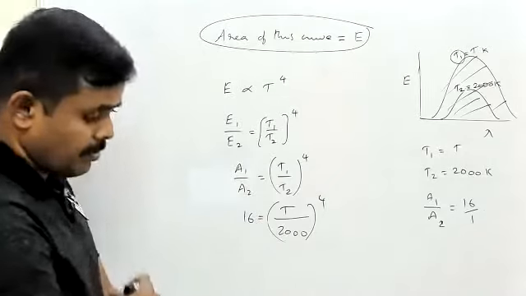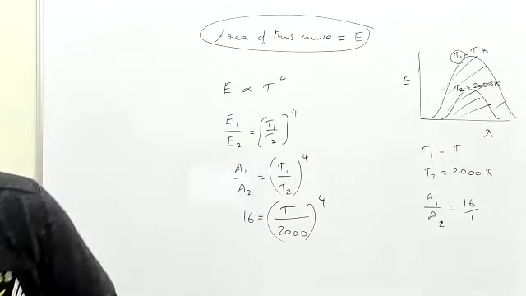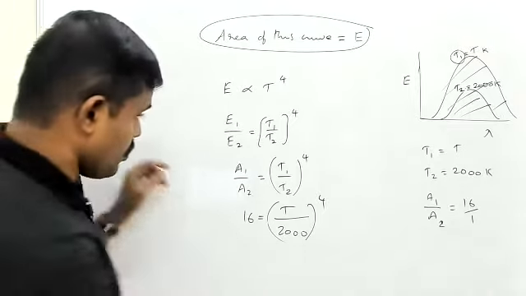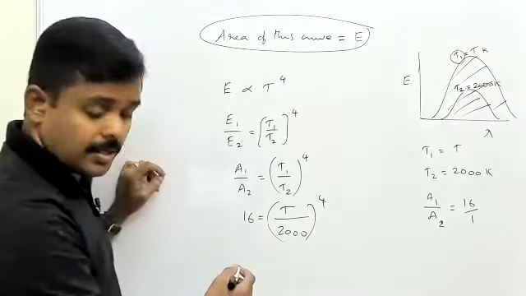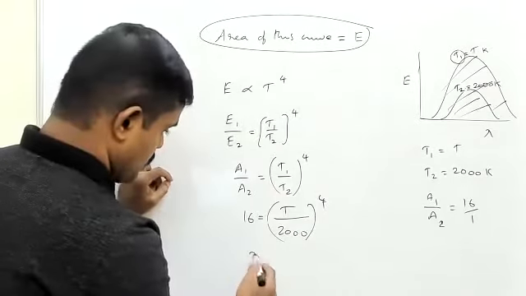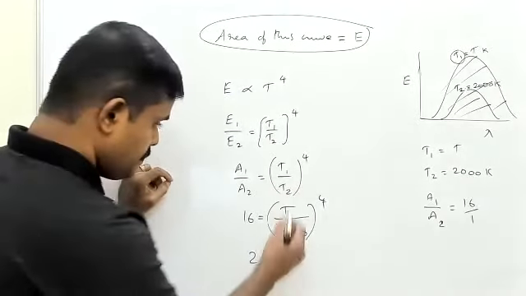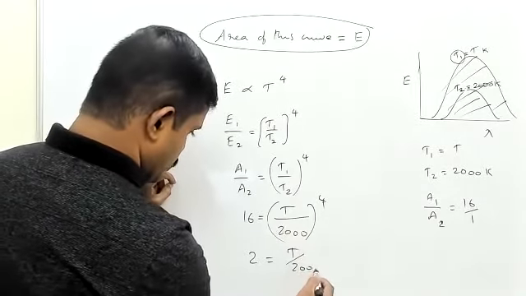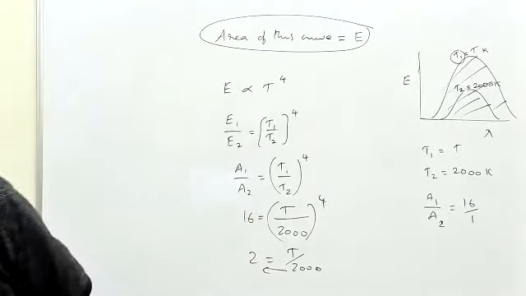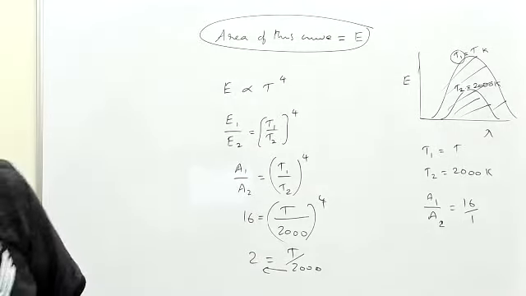So if you simplify this, T by 2000 raised to 4, what do we get? You can take the fourth root. 2 into 2 into 2 into 2, that is 16, so the fourth root would be 2. This is like 2 by 2000, cross multiply, T will be 4000 Kelvin. Answer is option D.